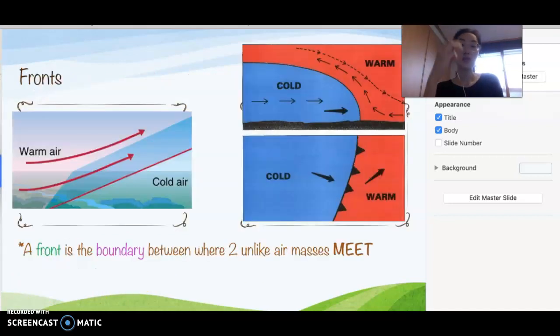In the fronts, we talked about the 3 types of fronts, but the definition is it's basically the boundary where 2 different air masses meet. So this here, that's a front. This here is also a front. And this here is a front. You can see that the warm and cold are meeting. And the place where they meet is called a front.